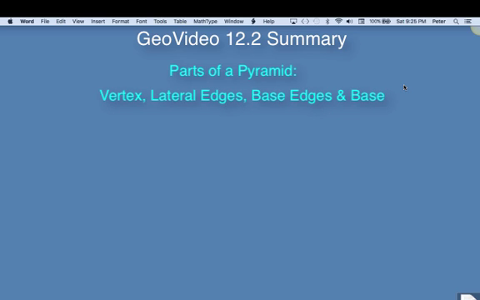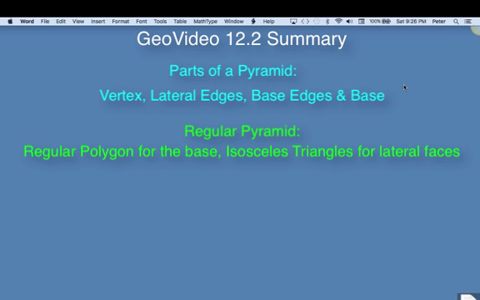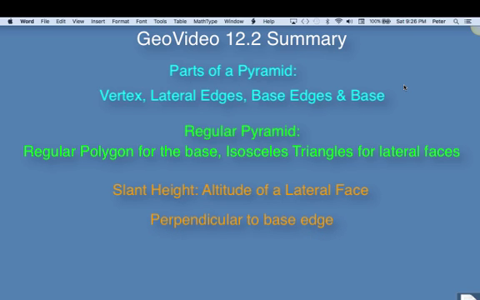Okay, Ramblers, in this video we covered the different parts of a pyramid. Those parts included the vertex, the lateral edges, the base edges, and the base. Then we talked about a regular pyramid, that is, a pyramid with a regular polygon as its base and whose faces are isosceles triangles. We talked about another really important part of a pyramid called the slant height, which is the altitude of one of the faces. An important attribute is that the slant height is perpendicular to the base edge.